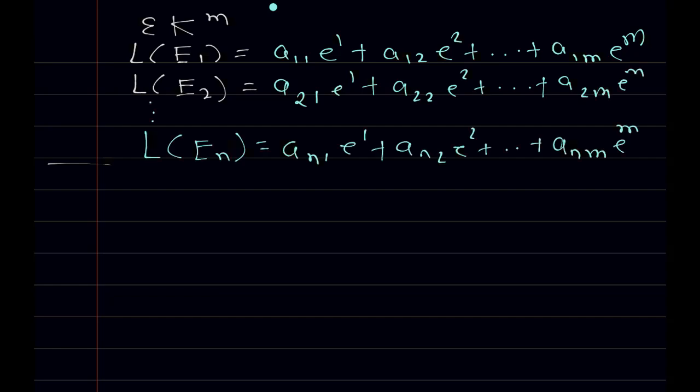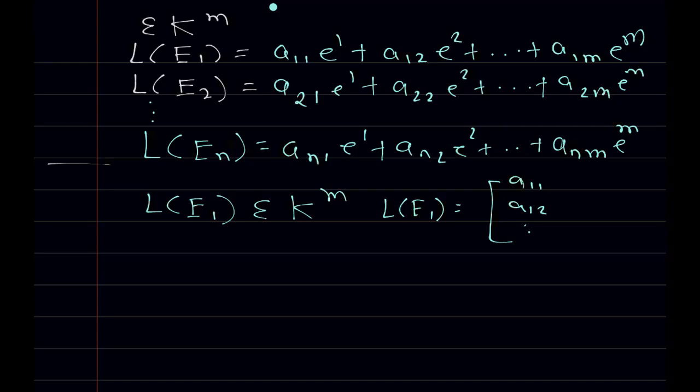We have the basis. Okay, I'll come to this later on, but now let me just do it. So L of E1 is a vector in Km, and hence the coordinates of L of E1 are A11, A12, dot dot dot, A1M. That's it. Okay, now what do we do?